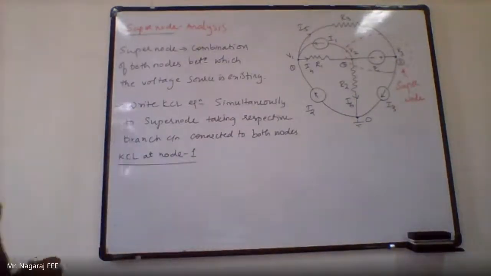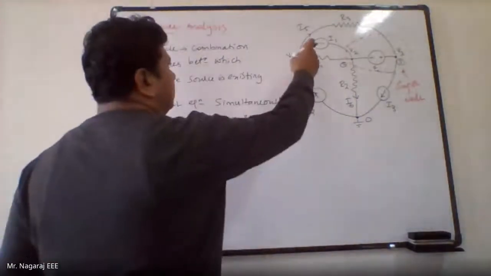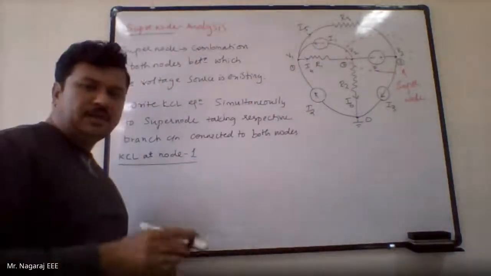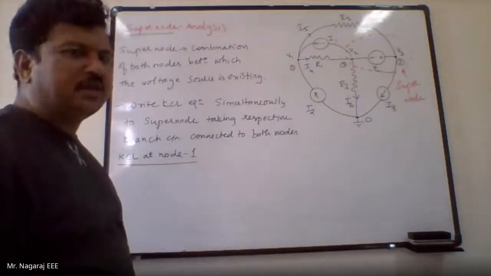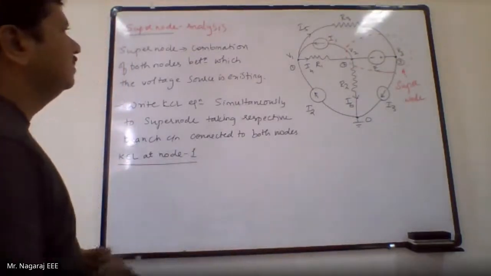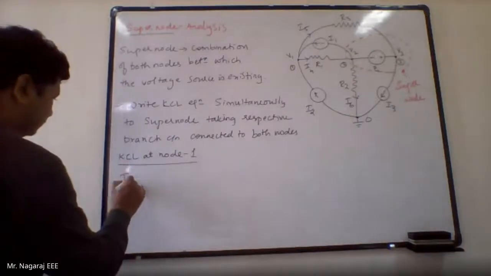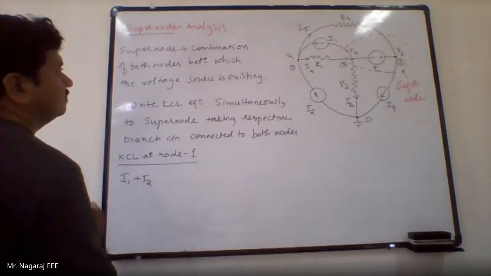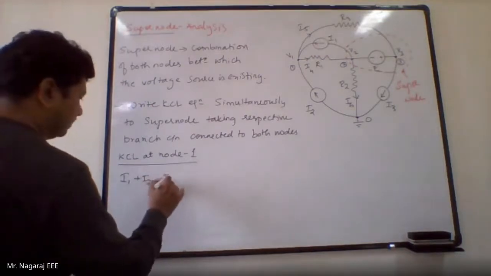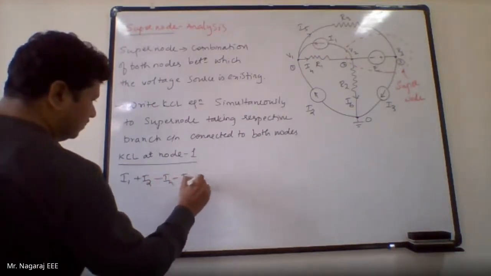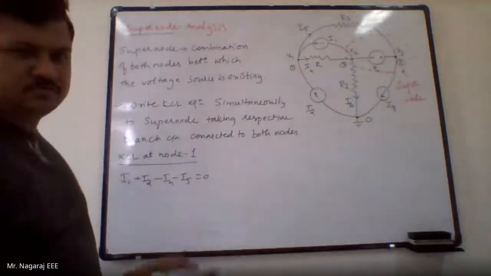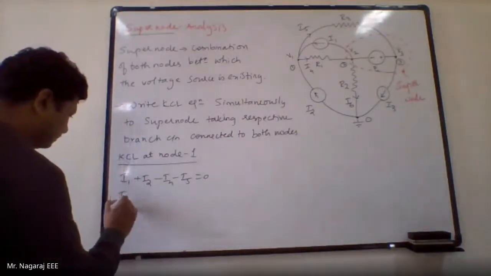KCL at node 1. The same convention will be followed: incoming current is positive, outgoing current is negative. So it is I1 plus I2 minus I4 minus I5 is equal to 0. Whereas I1 and I2 are the source values, they won't change.